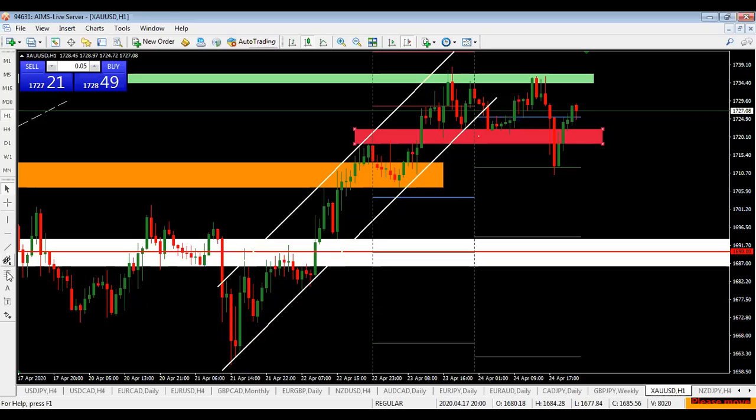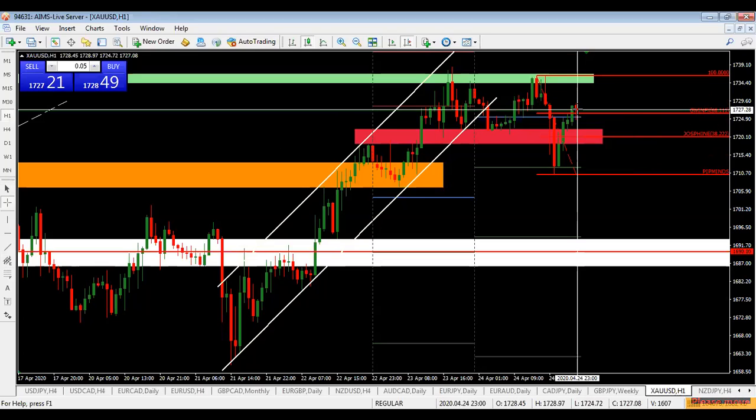And if we use a Fibonacci tool from this swing high to this swing low, you'll see that this area here aligns well with the 68.1 Fibonacci. And from this point, we can look to open a sell on gold, while our stop loss will be above the previous level of structure, 1.740. And we'll target the first level of structure here, 1.707, for a take profit.